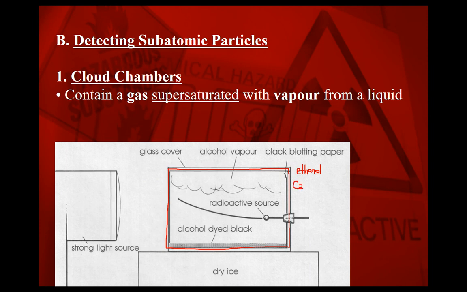So I think ethanol has a molecular formula of C2H5OH. If I recall my organic chem somewhat correctly, I think ethanol is C2H5OH. Okay, so in this chamber, I have a bunch of an alcohol, but the alcohol is in its gaseous state.